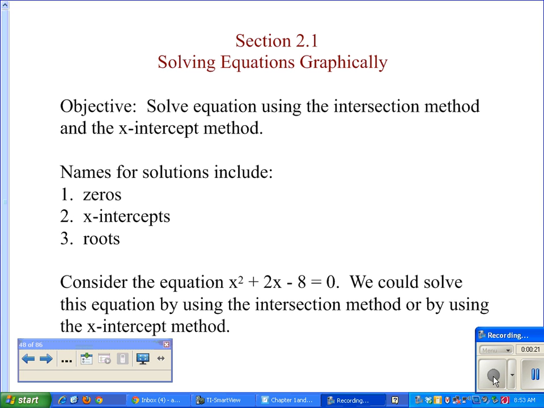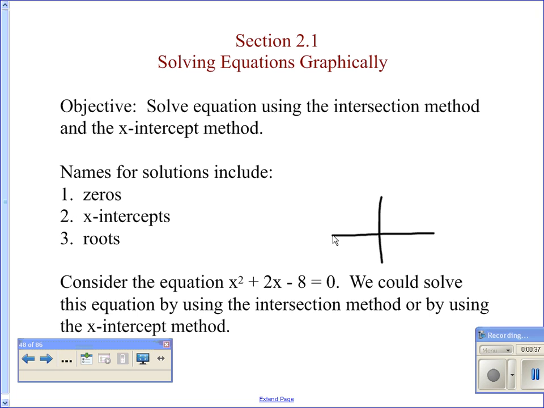equation. Let's look at this equation we have here, x squared plus 2x minus 8. And we can solve this equation using the intersection method or by using the x-intercept method. It doesn't really matter. Either one is fine. So if you're looking at this, and let's say it's a parabola, so let's say it looks something like this. The x-intercepts are here. Those are also the solutions because it's where y is going to be equal to 0.